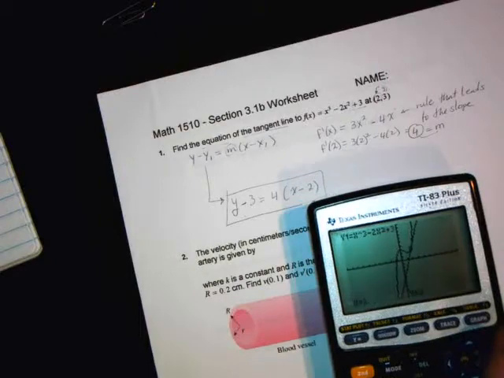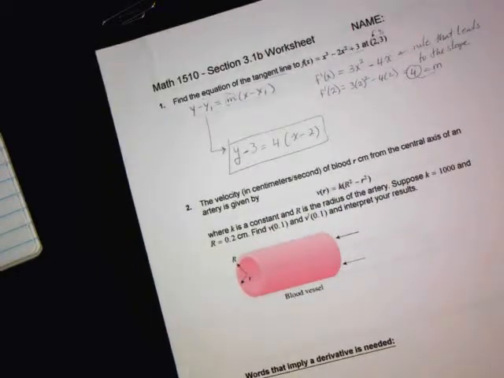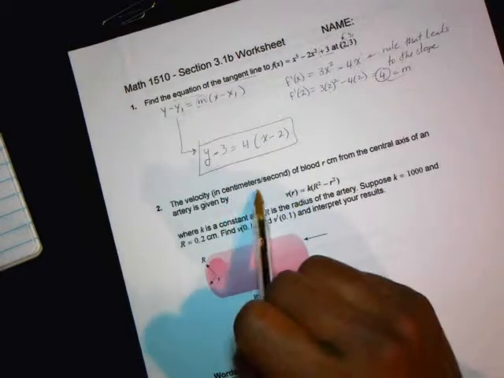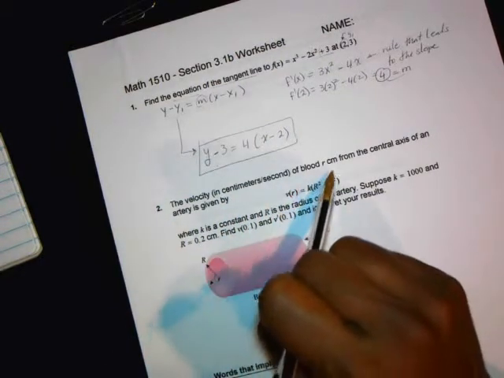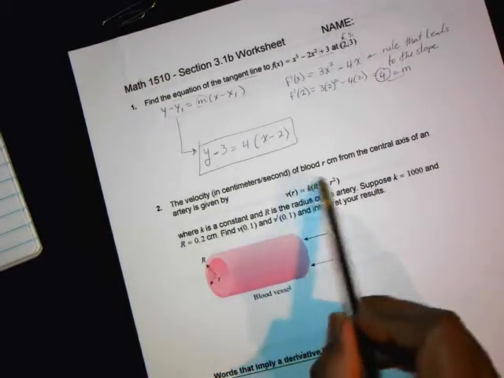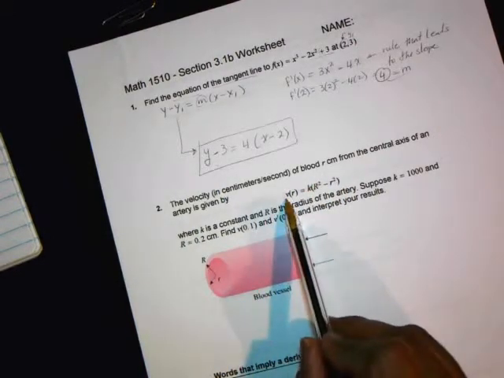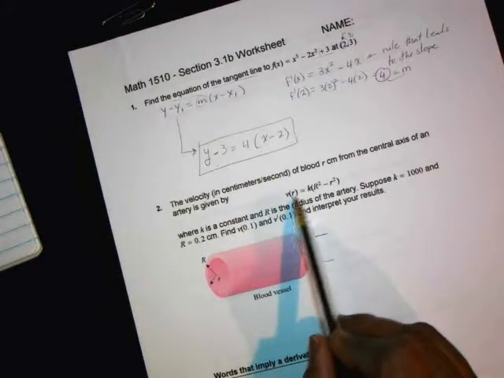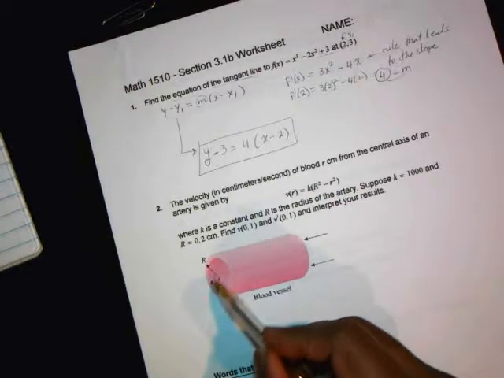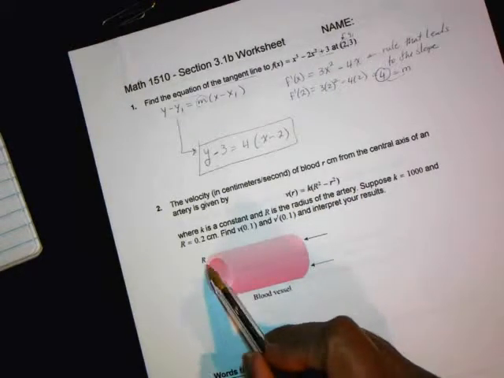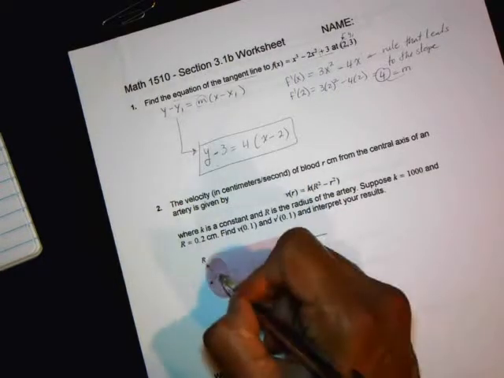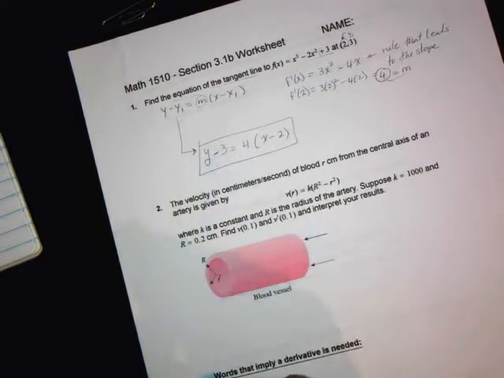It checked our answer. For the next question, we're looking at some applications here. So the velocity, it's saying, in centimeters per second of blood r centimeters from the central axis of an artery, if this is an artery, is given by this formula. Okay, v is velocity, little r is the distance from central axis to that wall, whereas r, the capital R, is a radius of the artery. It's from right from the middle, whereas little r is from any other location.